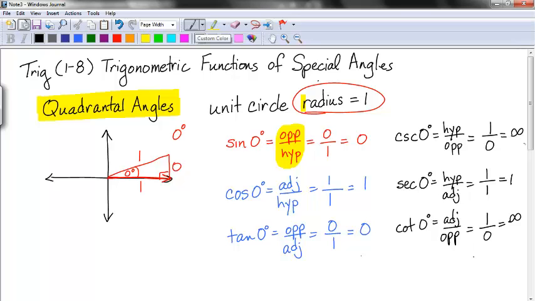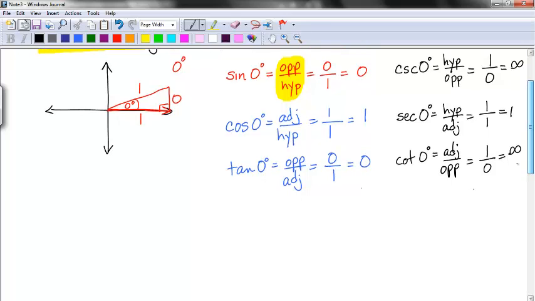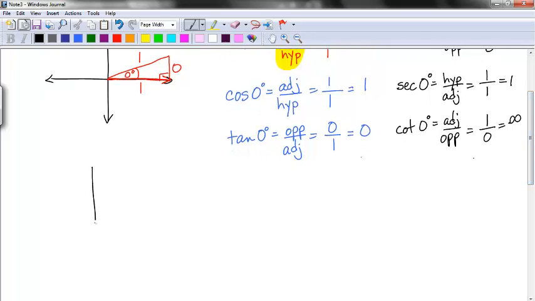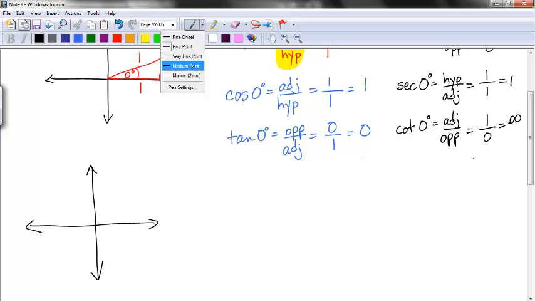Okay, that's 0 degrees. Now, what we're going to do is we're going to go through the quadrantal angles all the way around in all the quadrants. So the next one, I just want to go through the pictures, and then you will fill out all 6 on your table. Okay, so the next one I want you to look at is 90 degrees.